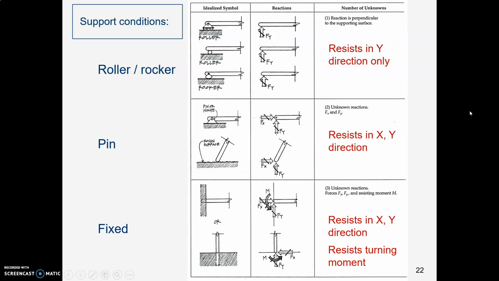So here they are. The support conditions defined by what kind of reactions they have. A roller or a rocker has only a Y reaction. A pinned support or a pinned connection has an X reaction and a Y reaction. And a fixed connection has an X reaction, a Y reaction, and a moment reaction. Those are the three types of support conditions.